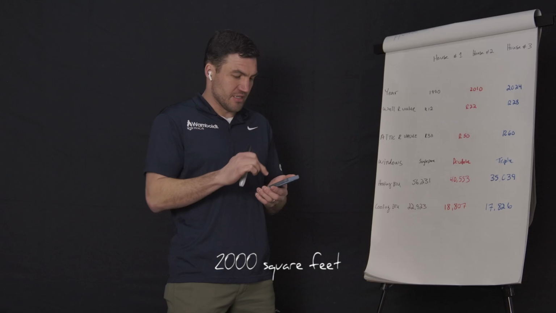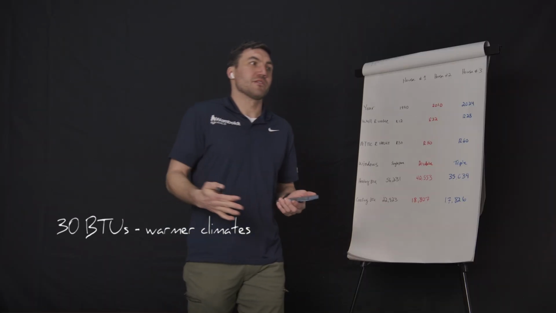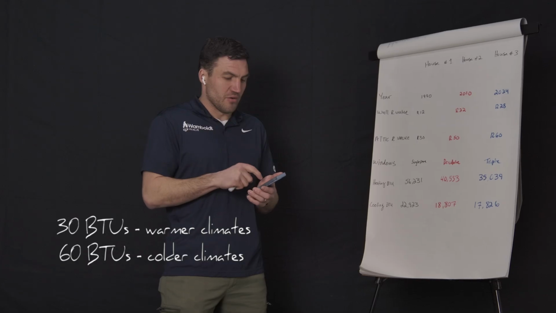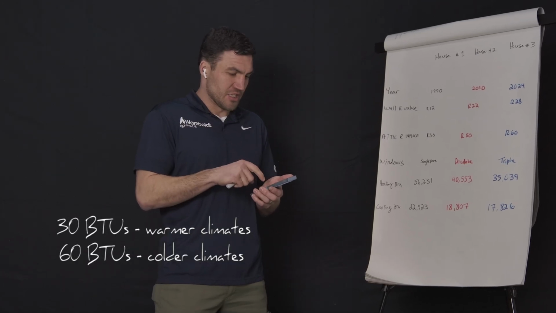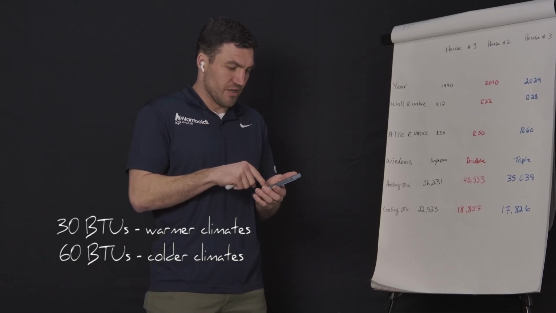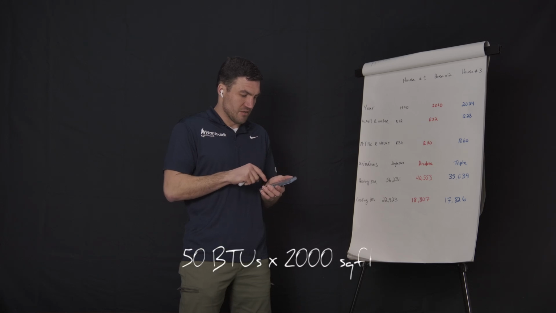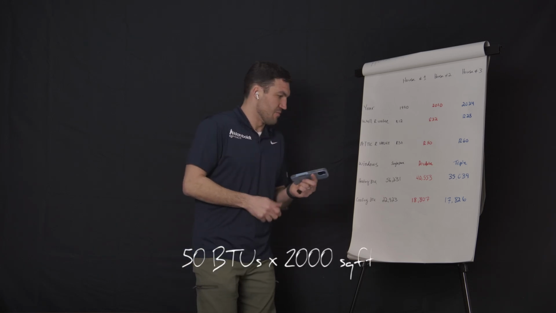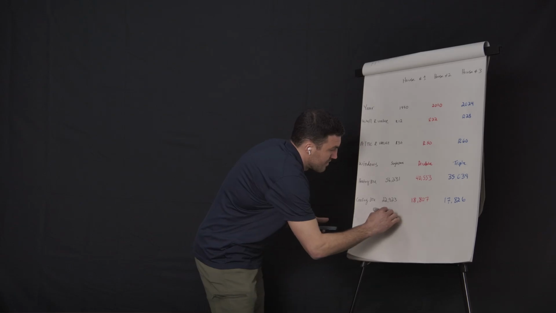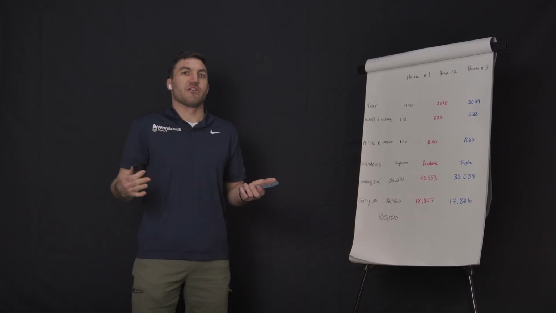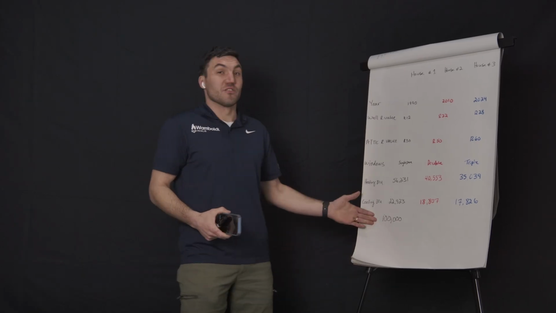So 30 to 60. 30 being in warmer climates, 60 being in colder climates. So because we're in Ottawa, it's typically colder. So let's just be generous and maybe we'll go with 50. So let's say 50 times the square footage comes up with 100,000 BTUs. This is why it's important to have the calculation done properly so you're not oversizing your equipment.